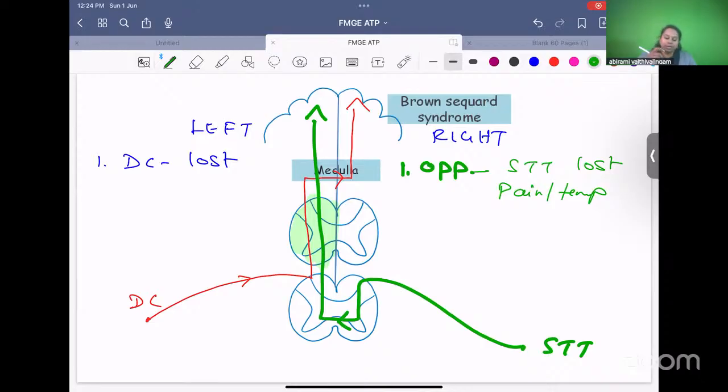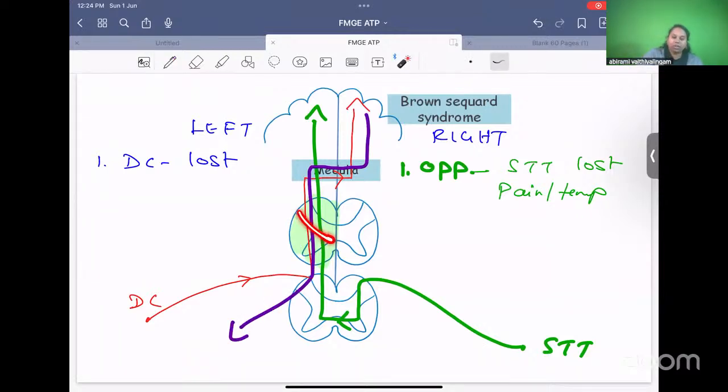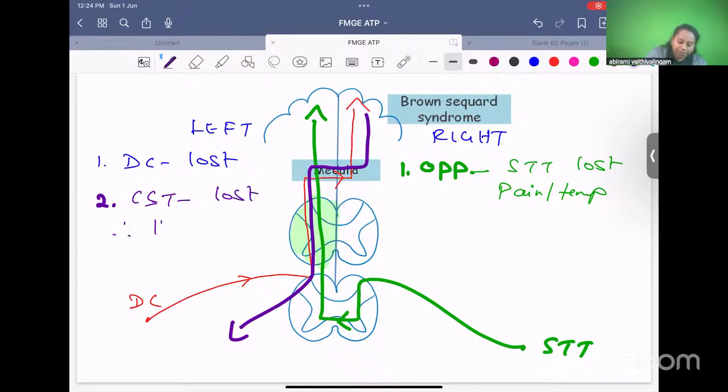What about the motor tracts? We have the corticospinal tracts. The motor tract is the corticospinal tract. The corticospinal tracts cross in the medulla, come down like this to supply this half of the body. So this corticospinal tract is lost. On the same half of the body, the patient will have paralysis. So number 2, corticospinal tracts are lost. Therefore, hemiplegia.